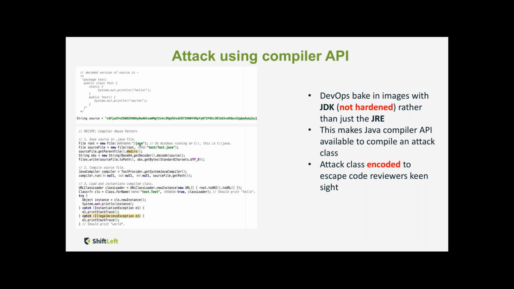Now, when a JDK is deployed, it makes the Java compiler API available to compile an attack class. And note this attack class can either be passed by an attacker-controlled input through an HTTP source, or again, like you saw earlier, it can be hard-coded as a literal, placed somewhere hidden in a globals file that is called upon by your source code. So let's carefully examine these two constructs in screenshots here.